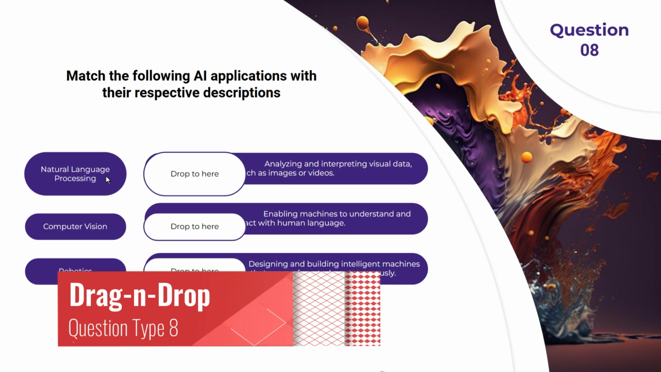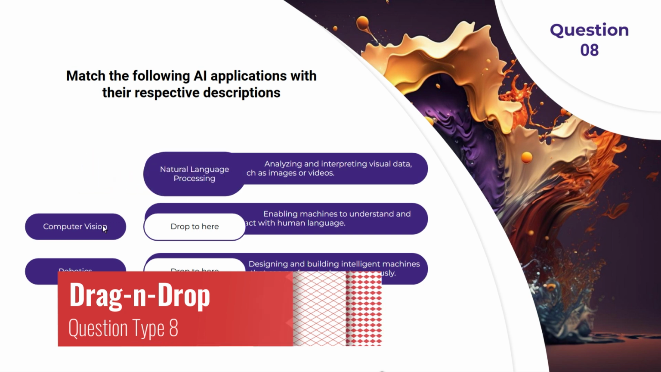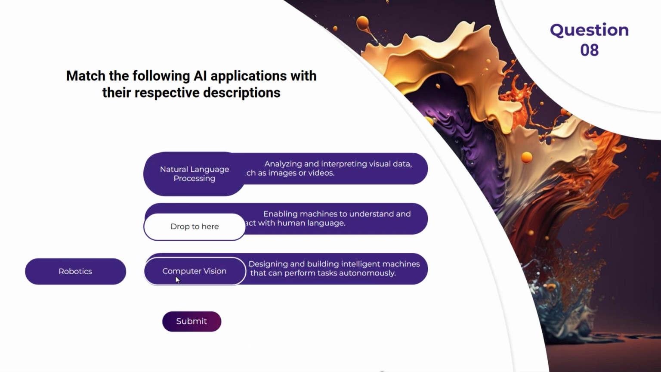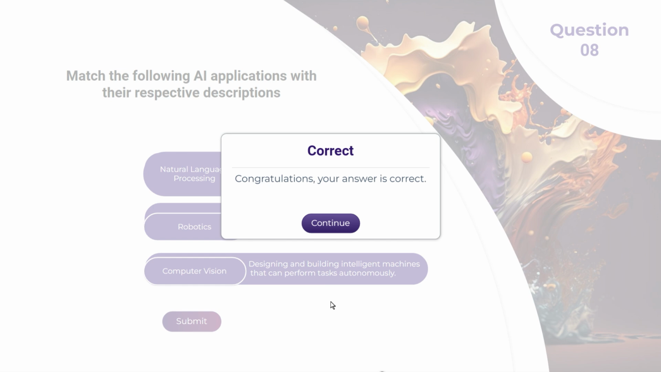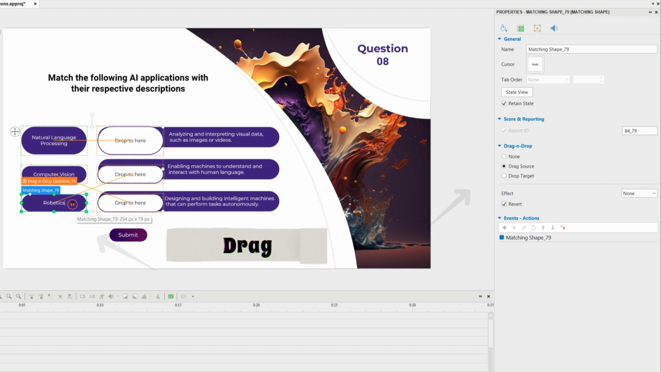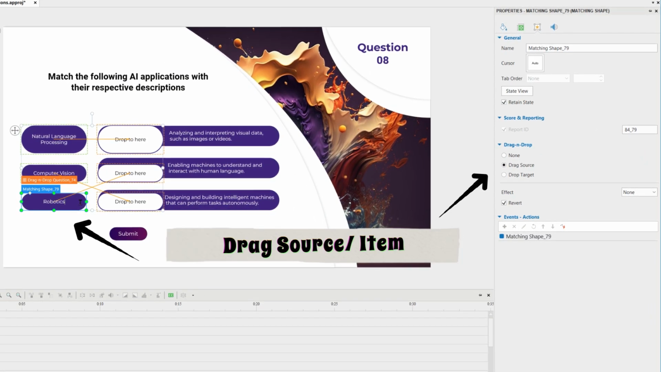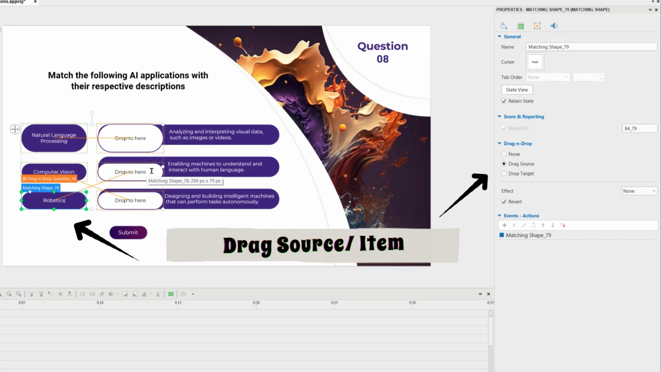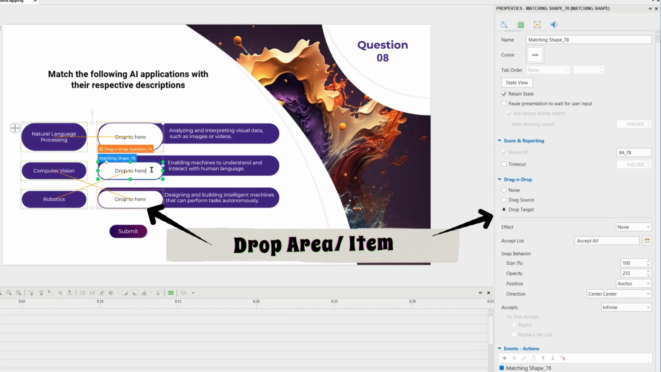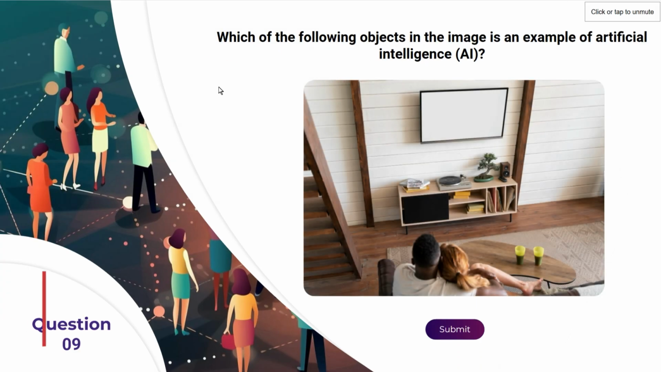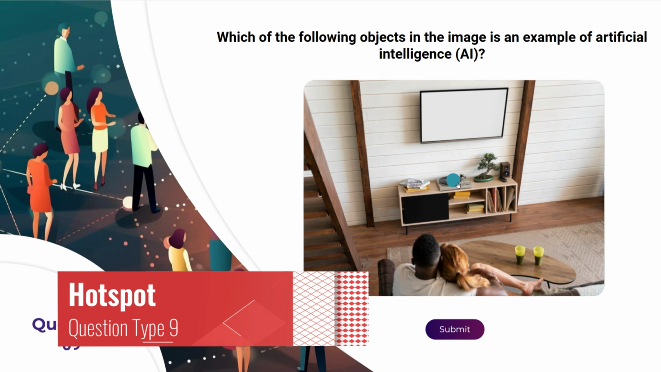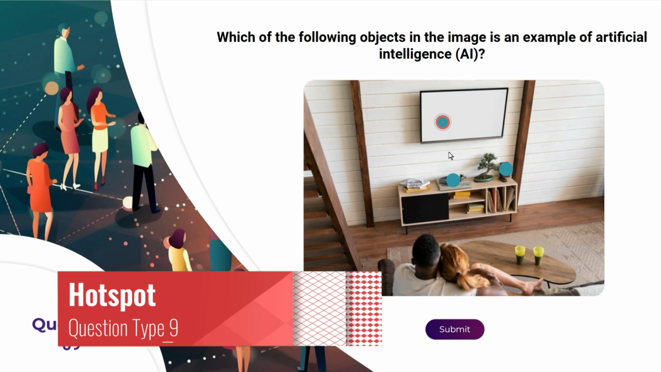Drag and drop. Drag and drop questions include multiple drop sources and drop targets. They require learners to define which items on one list correspond to items on another. It's a good idea to use this question type to match questions with answers, terms with definitions, pictures with captions, and so on.